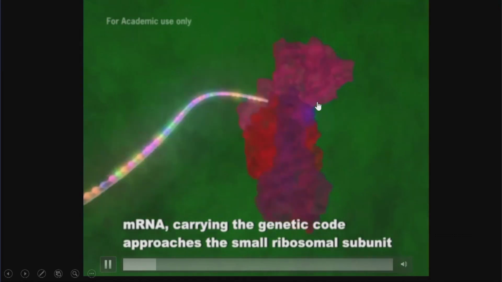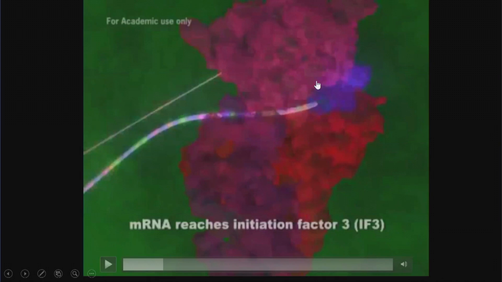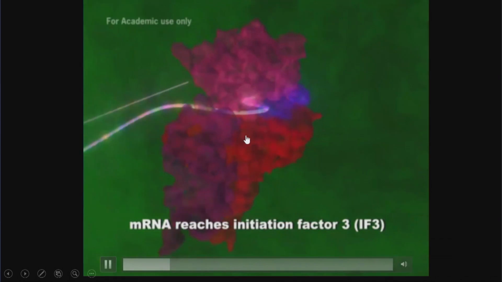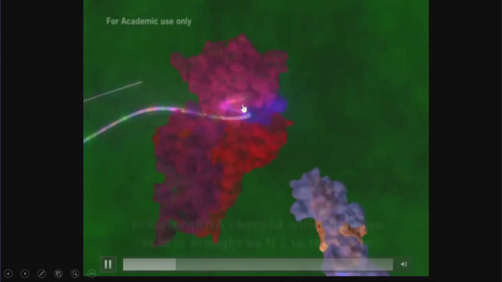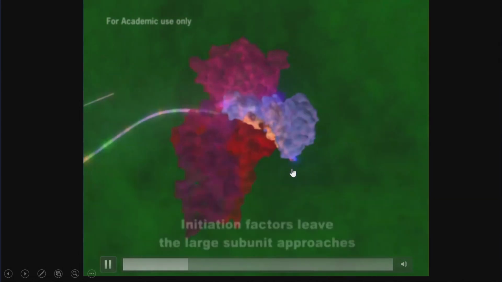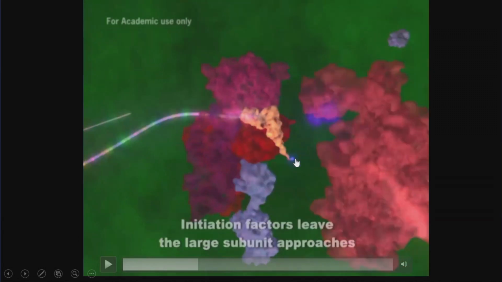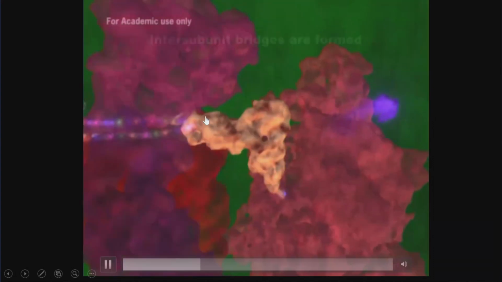And an initiation factor is monitoring the entrance of the messenger into its place. In bacteria, there are 3 initiation factors. In human, there are many more. Once this is okay, the first truck, another RNA molecule, transfer RNA, is being brought by another initiation factor, and it carries the first amino acid. And now the large subunit can come and associate itself with the small one. And the active ribosome has been made.